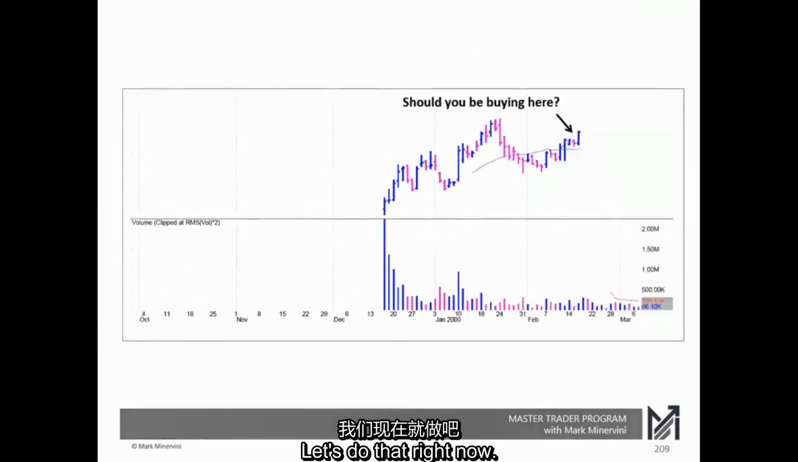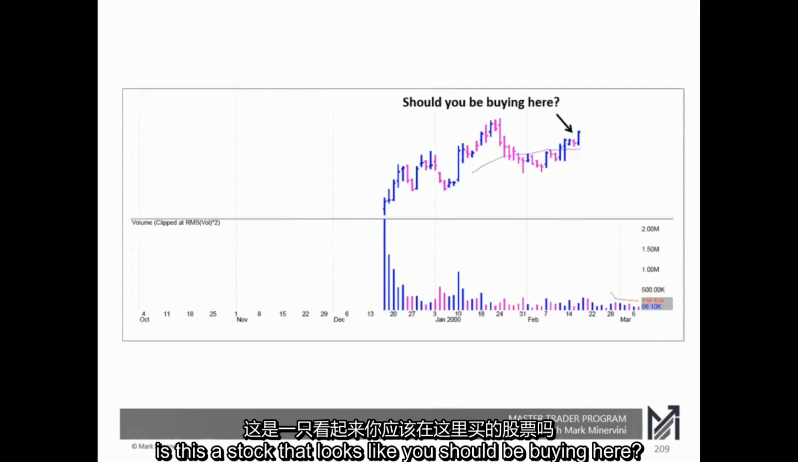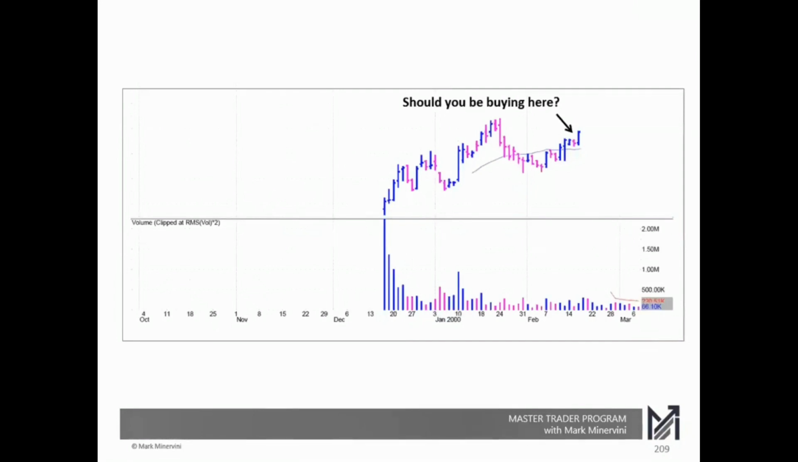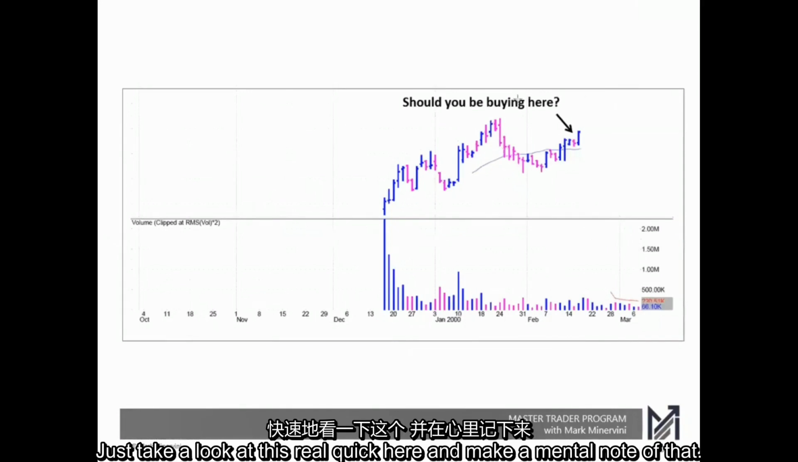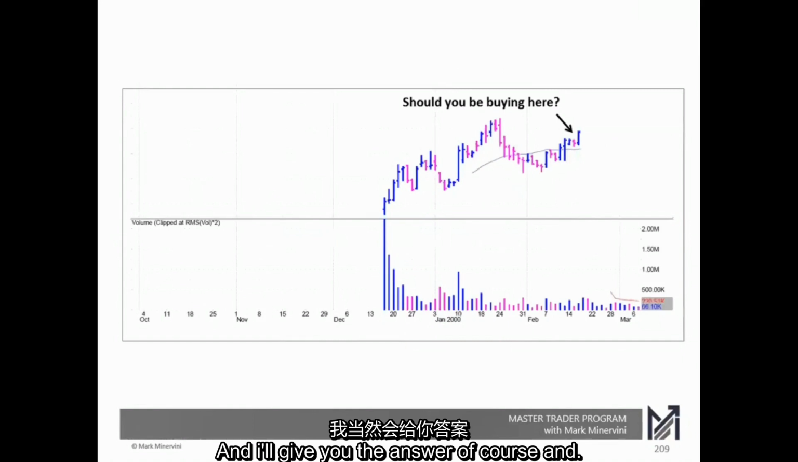Let's do that right now. So taking what you've learned so far, is this a stock that looks like you should be buying here? Is this a proper setup? Is it a cheat? Is it a low cheat? Is it a handle? Just take a look at this real quick here and make a mental note of that. And I'll give you the answer, of course.